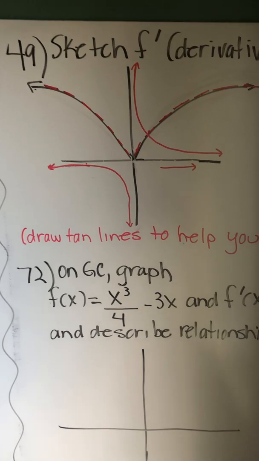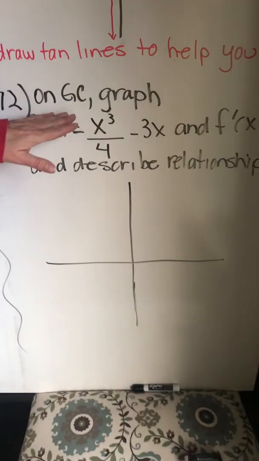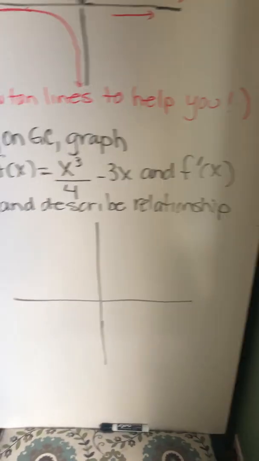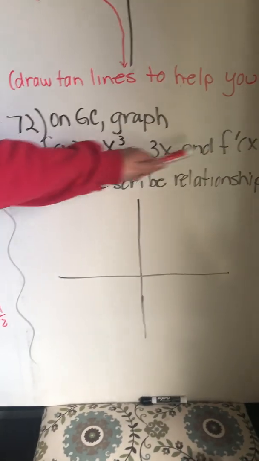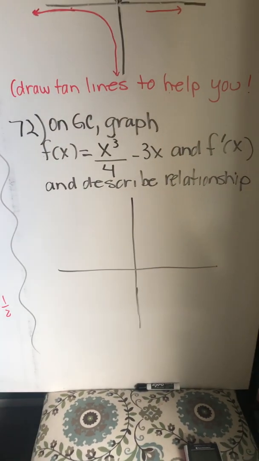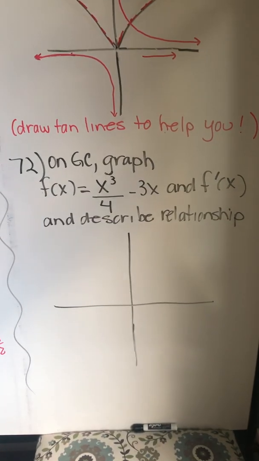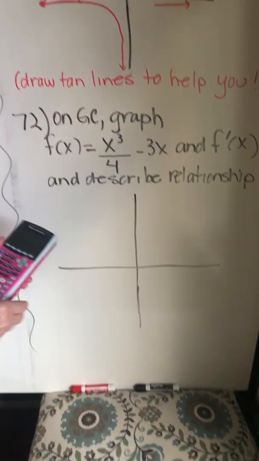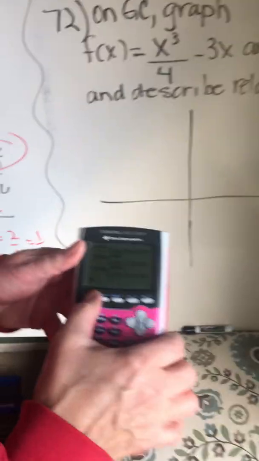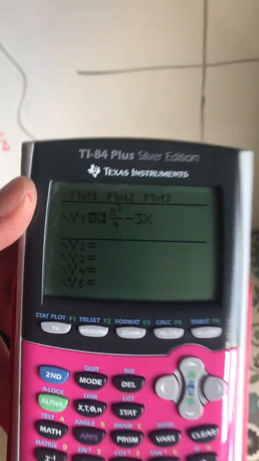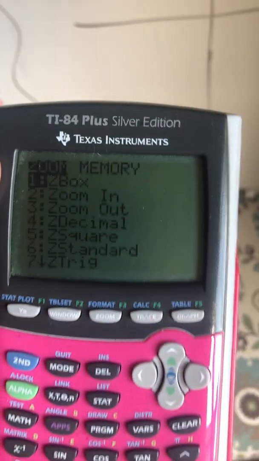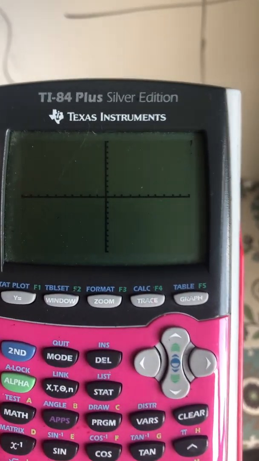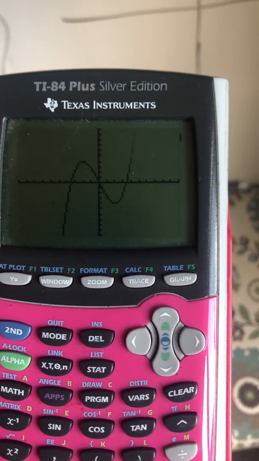Last problem. This is on the graphing calculator. I already put this function in y1. They want us to graph this function and the derivative function and describe the relationship. So here we go. I already put in y equals the function that they gave me. Let's just hit zoom 6, take a look at it, and I will put that on the board in black. Okay, let's take a look.